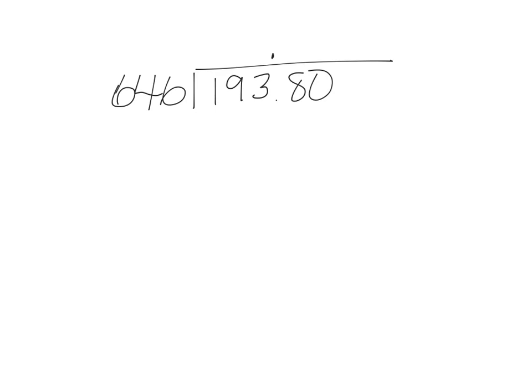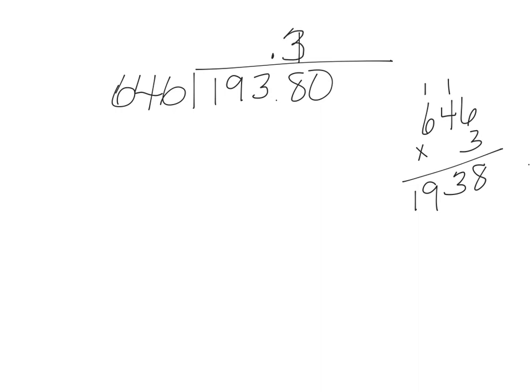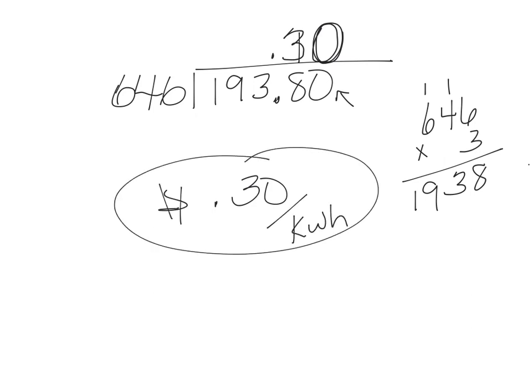But watch this. 646, it might go in twice, it might go in 3 times or 4 times. I'm going to guess 3 times. Let me check it off to the side. Oh my goodness, it divides evenly. It goes in 3 times. And it goes in evenly. But I still have this 0 here, so I can add this 0 up here. So my answer is, in dollars, 30 cents per kilowatt hour. And that's really what a normal electricity bill is. It's not in the dollar range. You want it in the cents, so 30 cents.